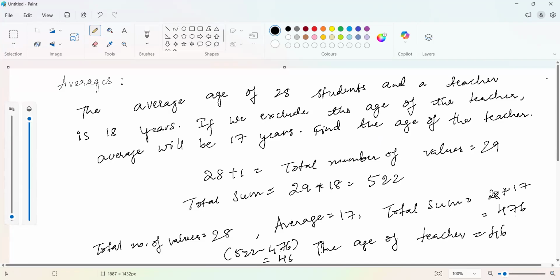So when you add the value 46, if you just multiply the same and take the average, you should be getting 18. If you take the difference of 46 and 17, you should be getting the value 29, which can increase each of the students' average value from 17 to 18.